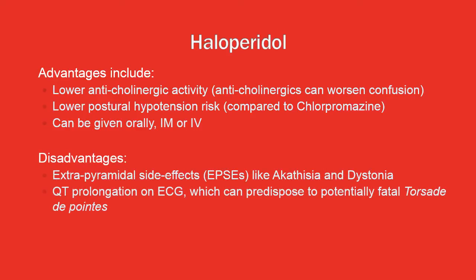However, it also has some disadvantages. It can cause acute extrapyramidal side effects like akathisia and dystonia. Haloperidol can result in QT prolongation on ECG, which can predispose to a potentially fatal ventricular arrhythmia called torsade de pointes.